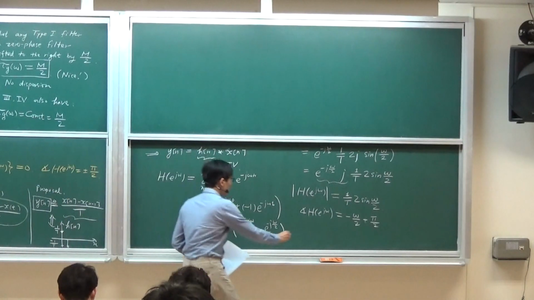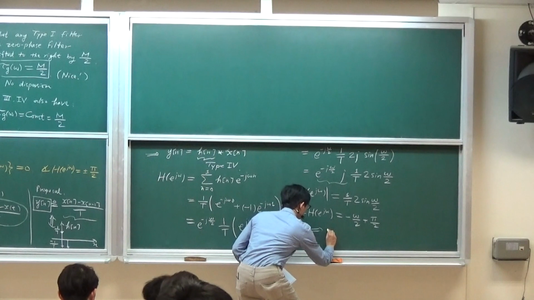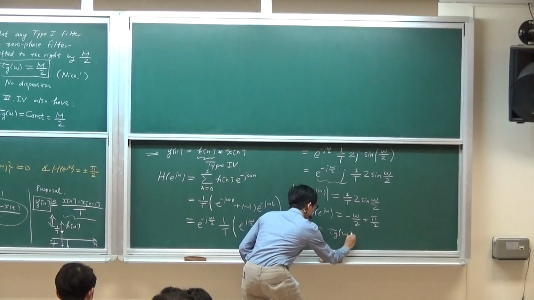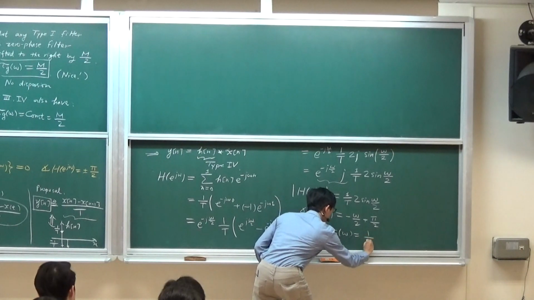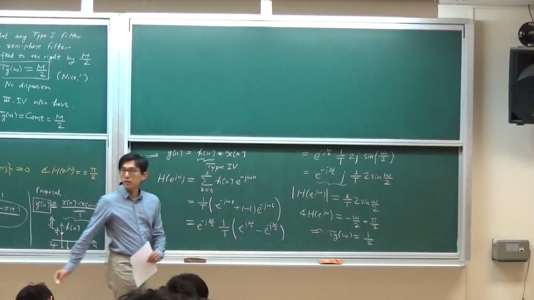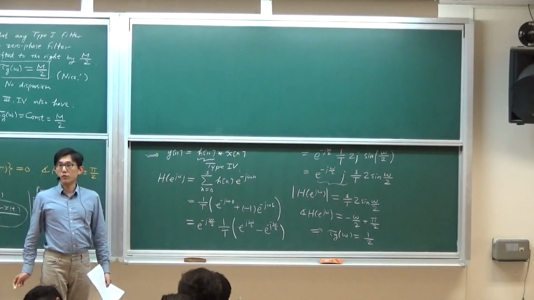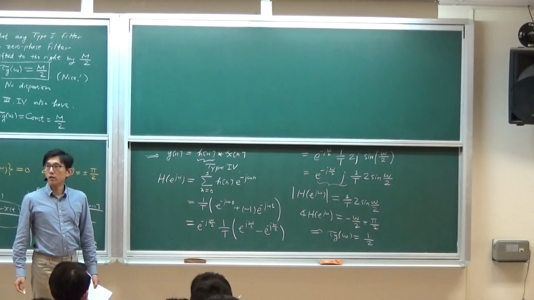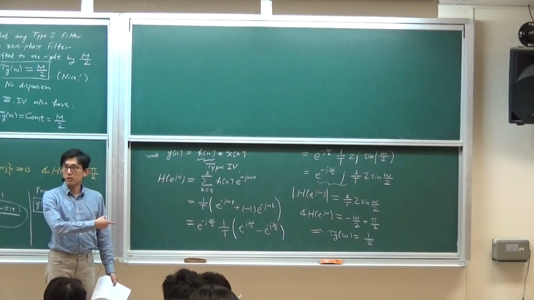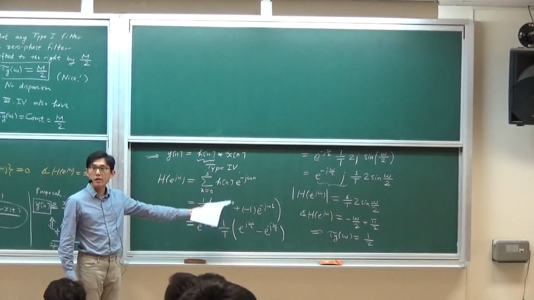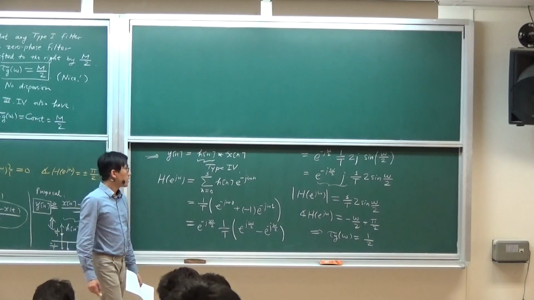And from here, we can further reach the conclusion. Indeed, in this particular example, tau, the group delay is a constant, and that is 1 over 2. This is an example of the type 4 filter for sure. So any comments so far? Can we agree on this? The phase response, we have the phase response, the group delay, and the magnitude response.